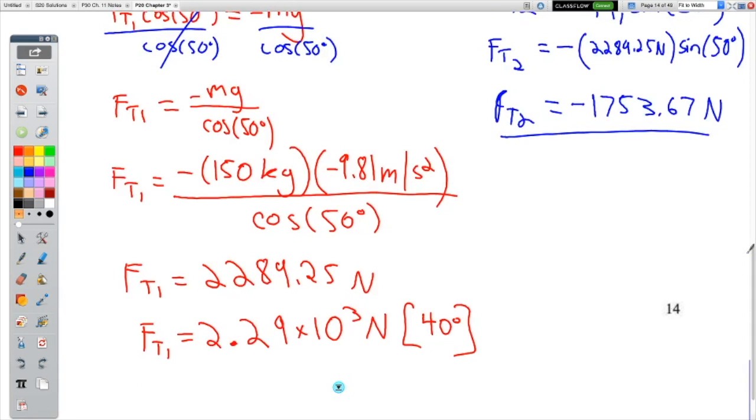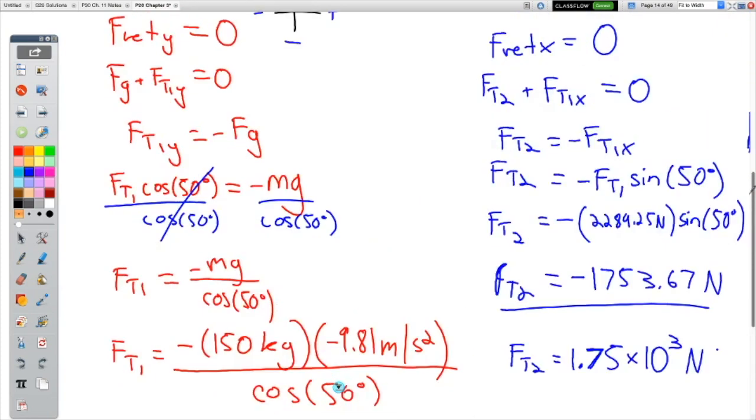Okay, so all that's left to do now is direction and sig digs. So to 3 sig digs, that would be 1.75, right? Not 175, that's not the same number, right? 1.75 times 10 to the power of 3. Okay, I need to move that decimal 3 times. 1.75 times 10 to the power of 3 newtons.